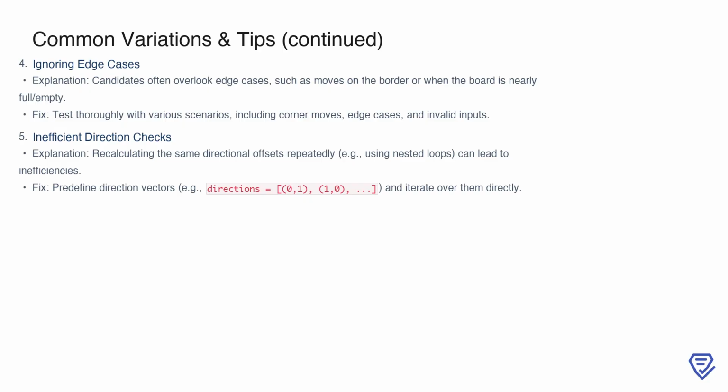Recalculating the same directional offsets repeatedly, often with nested loops, can slow down your solution significantly. A better approach is to predefine direction vectors, such as directions equals (0, 1), (1, 0), and so on, and then iterate over these vectors directly. This not only simplifies your code but also improves its performance.